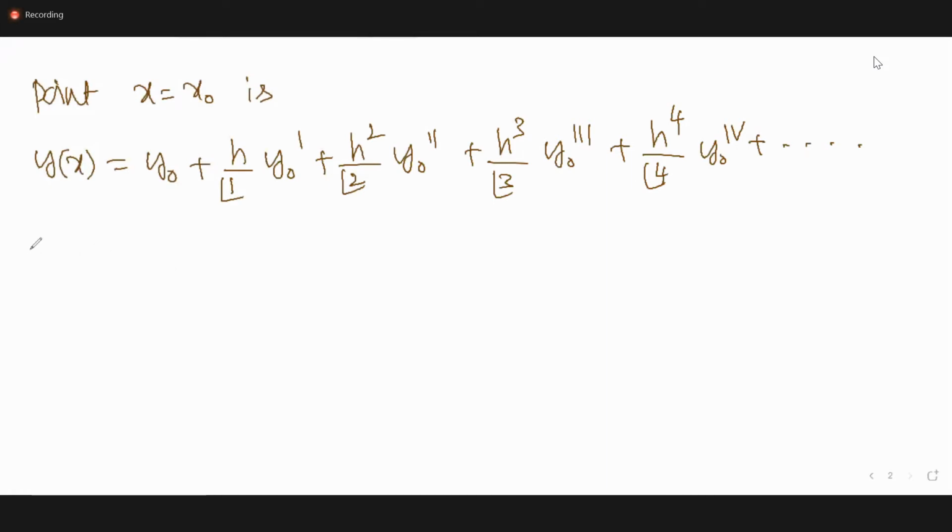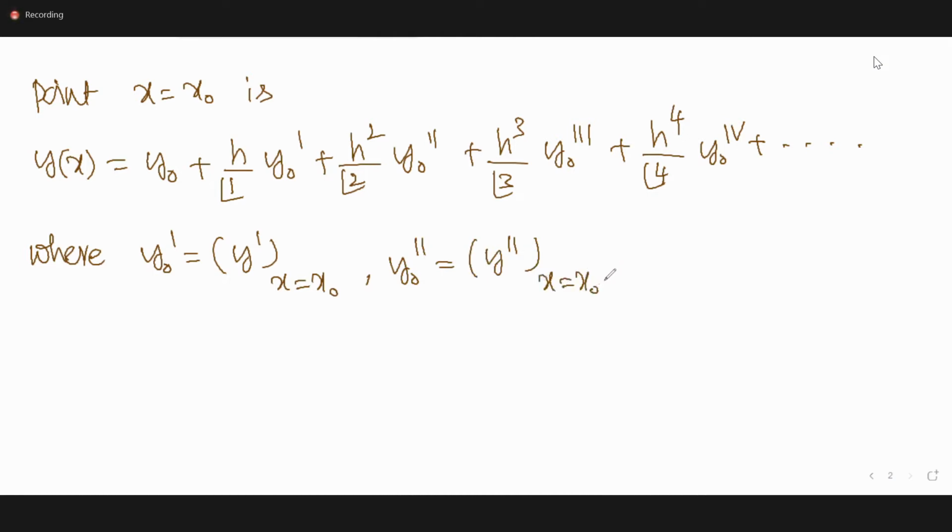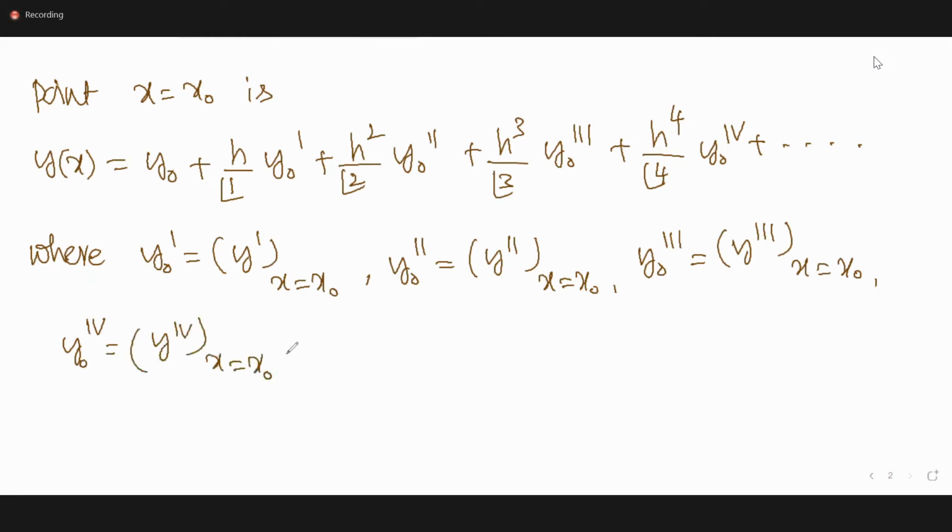Where, what is the meaning of y naught dash? y naught dash is equal to y dash at the point x is equal to x naught. y naught double dash is the second order derivative of y at x is equal to x naught. y naught triple dash is the third derivative at x is equal to x naught. And y naught fourth derivative is the fourth derivative of y at x is equal to x naught.